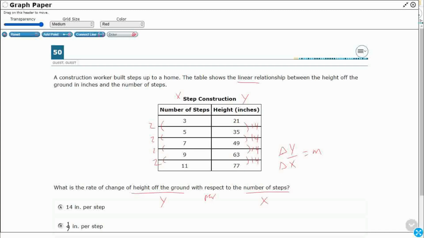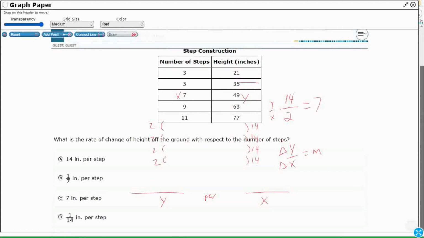Now remember, it's the change in y over the change in x. So the change in y changes 14 for every 2. We need to identify that it's the y over the x, not the other way around. That's going to be an incorrect answer choice. So our answer is going to be C, but you notice we do have that 1/7 if we flipped it. Let's see how we did across the state of Texas.